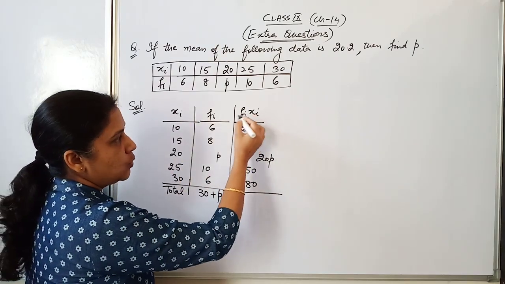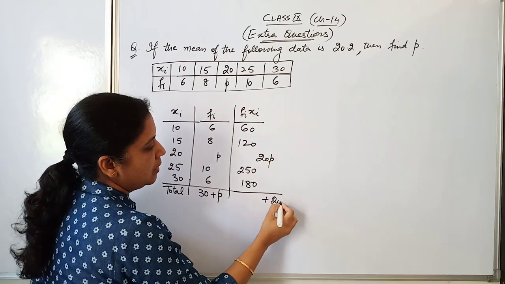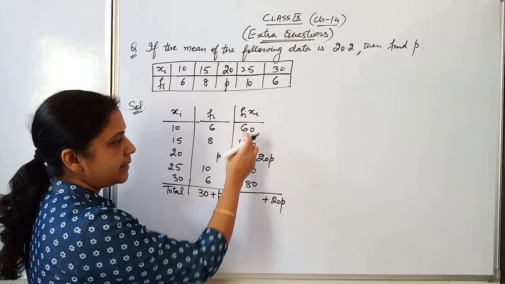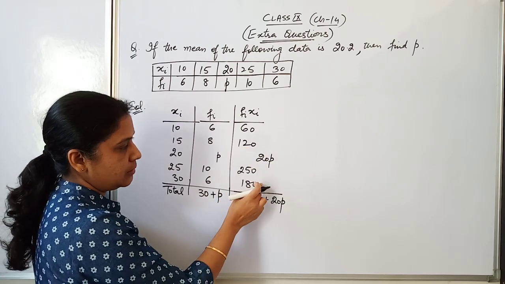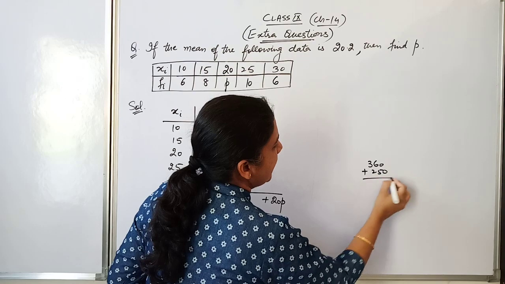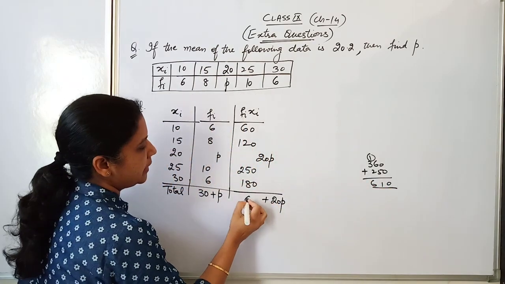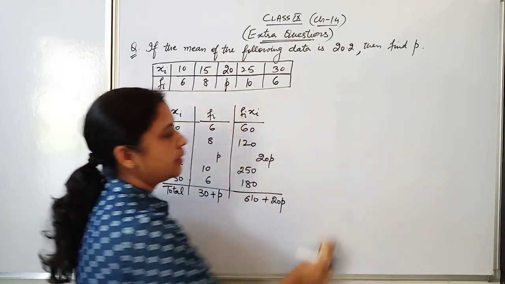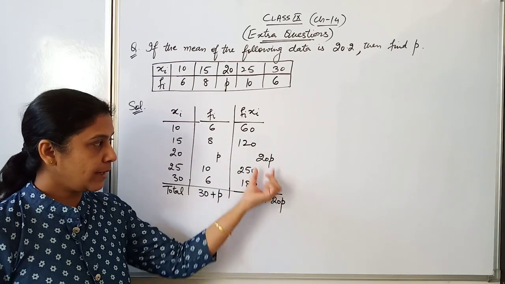Similarly here, when I do the total of Fi into Xi, I can see this term is a variable. So this will be added as such. The rest of the entries will be added. 60 plus 120, 180 plus 180, 360. 360 plus 250, that I have to solve for. It is 610. So that was just rough work. I have removed it. So I have taken the total as 610 plus 20P.